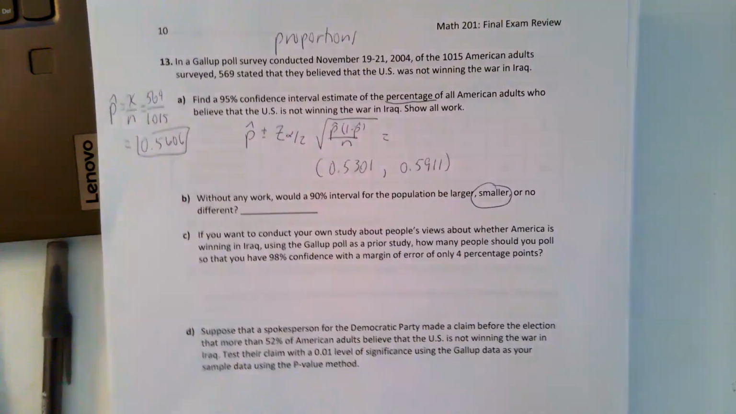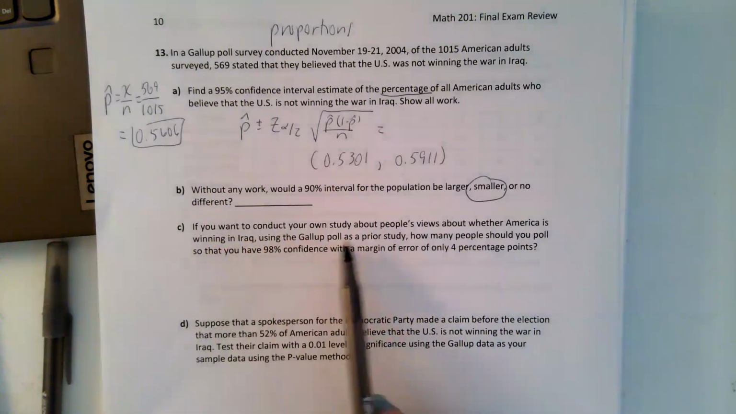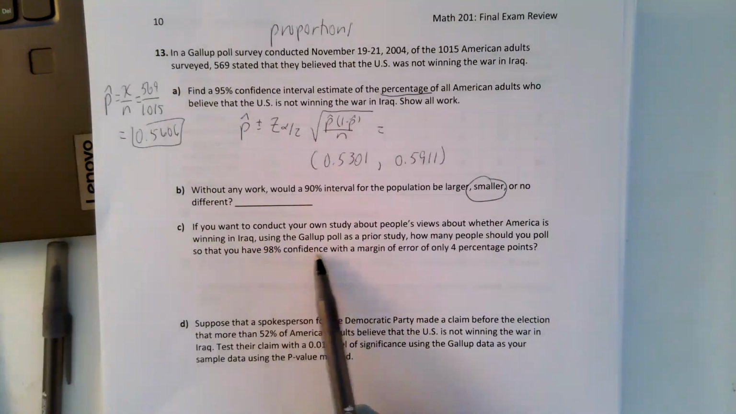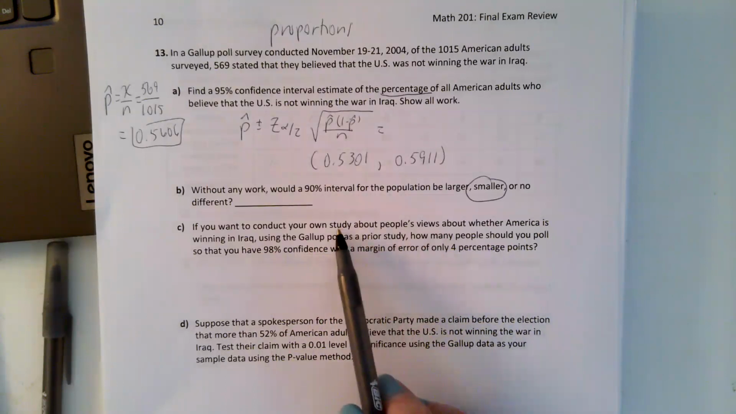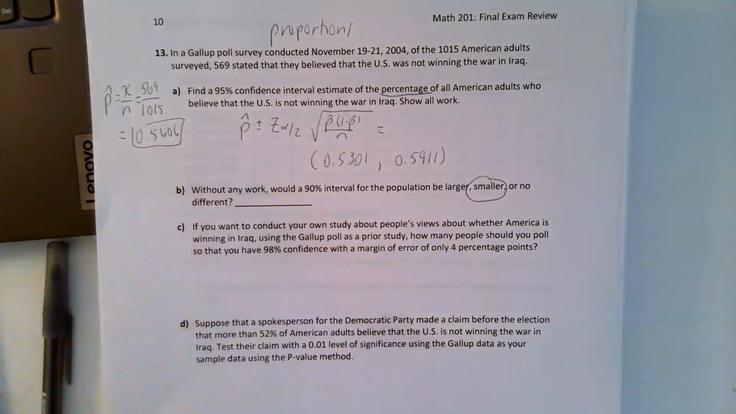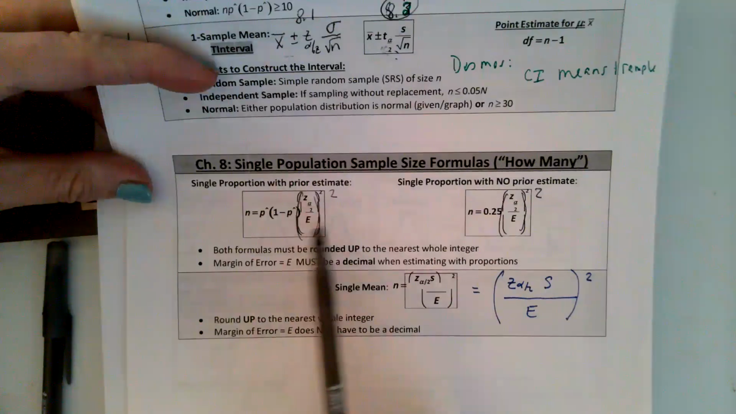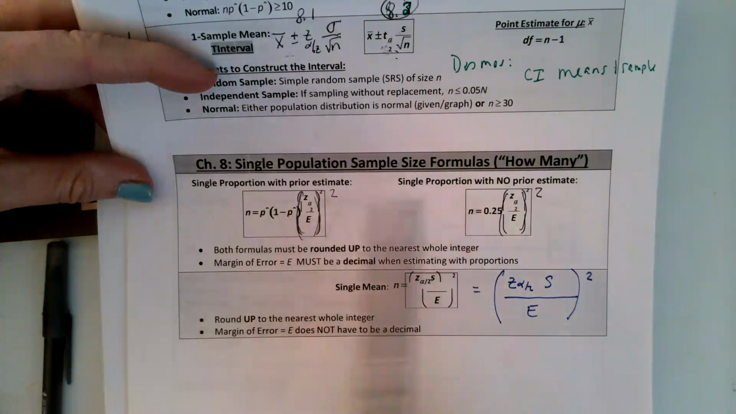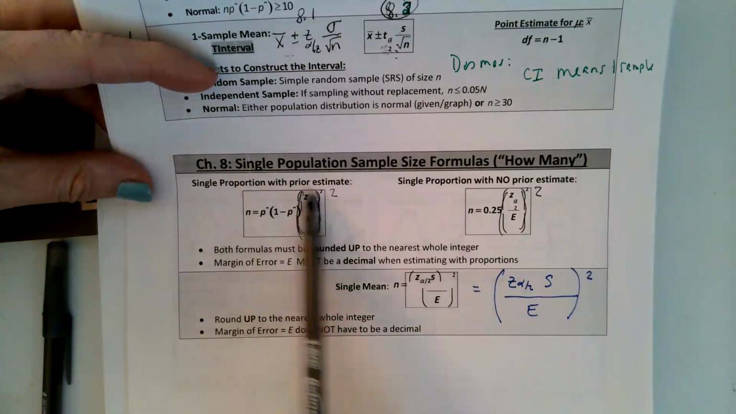If you want to conduct your own study about people's views about whether America is winning in Iraq, using the Gallup poll as a prior study, how many people should you poll so that you have a 98% confidence with a margin of error of only 4 percentage points? Okay, we're going to use this 0.5606 as a prior study. So if we go back to our confidence interval page on the formulas, at the bottom are the sample sizes. And we're talking about proportions, and it says with an estimate.